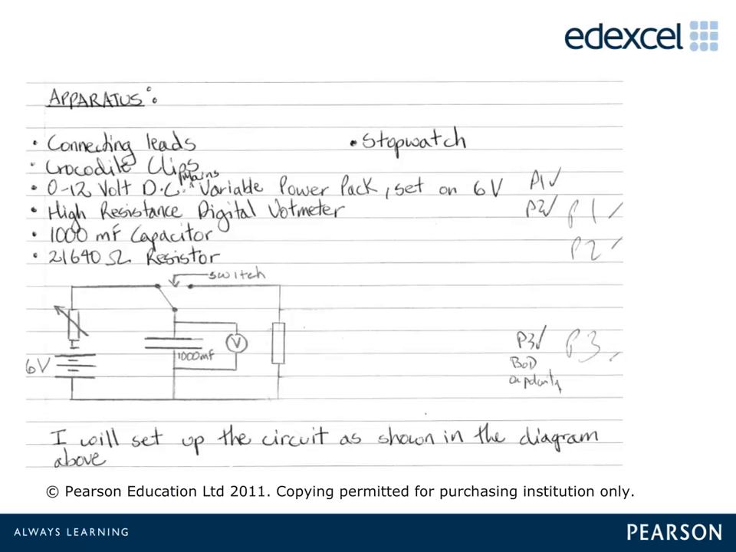This page shows the fruits of the work done on the first page, enabling the candidate to be quite specific about the apparatus. They score P1, 2 and 3 here.